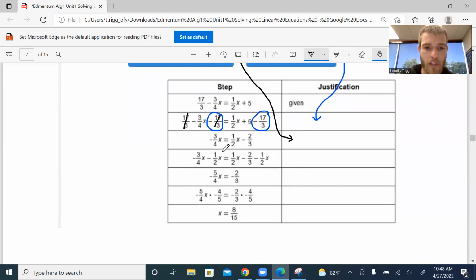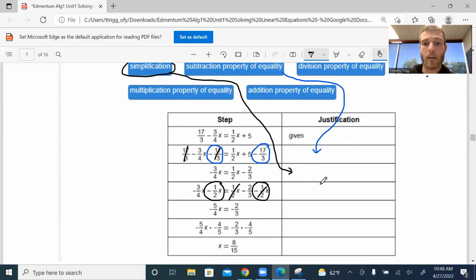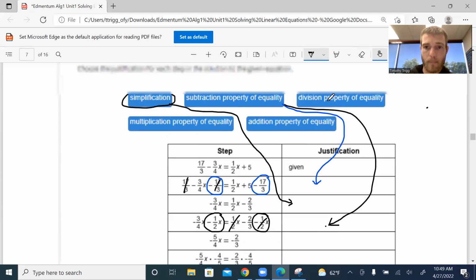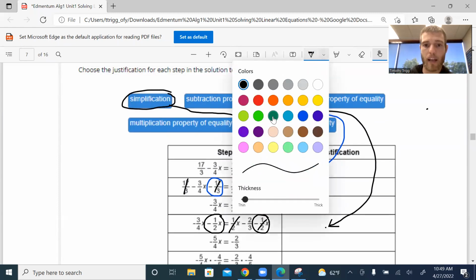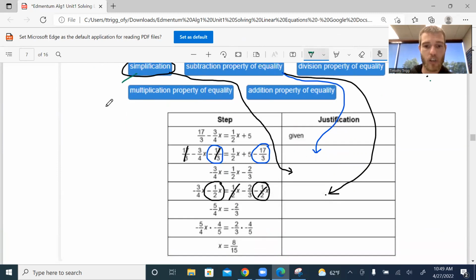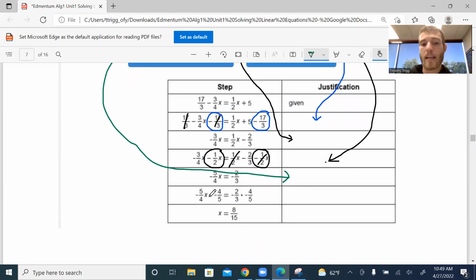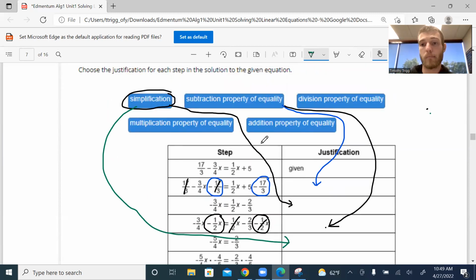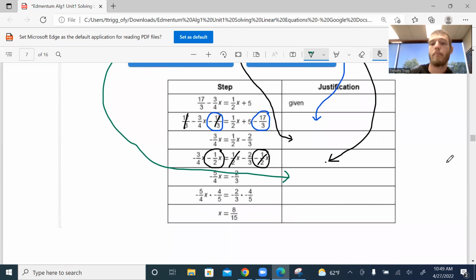Let's see, their next step was they subtracted 1/2 x to both sides of the equation, so they can cancel it here. Okay. So again, when you're subtracting on both sides of the equation, that's the subtraction property of equality. Then they simplified, or in other words, combined like terms. So this simplification gets used again. Okay. Next, they multiplied by both sides of the equation. So what's used there? And then they simplified again.